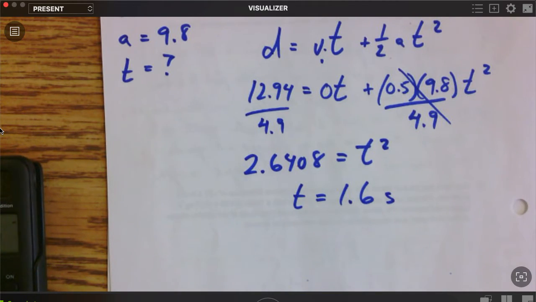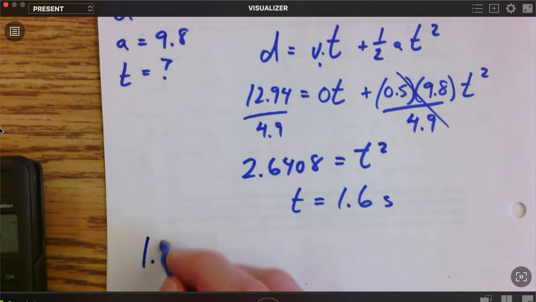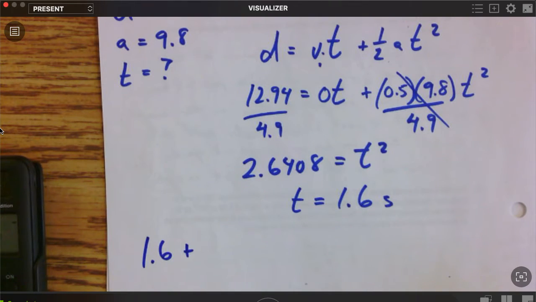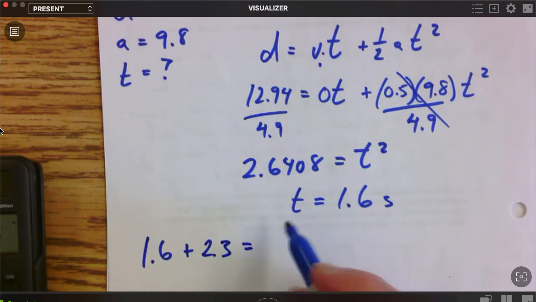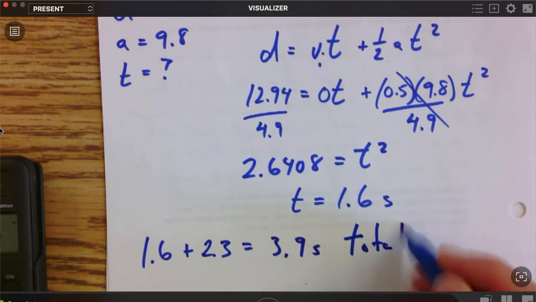But then we added the half because this is total time, right? No, oh, sorry, is that what it's saying? B, how long does it take in total? Yes, so it's 1.6, right. So 1.6 plus 2.3 equals 3.9. Total, yes, thank you, Kate.